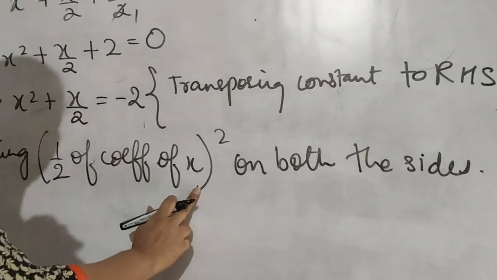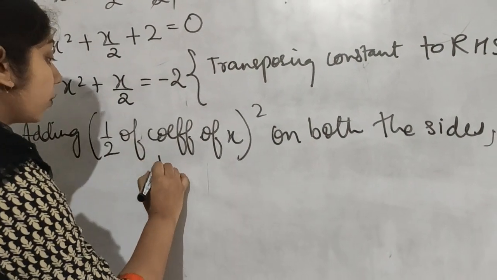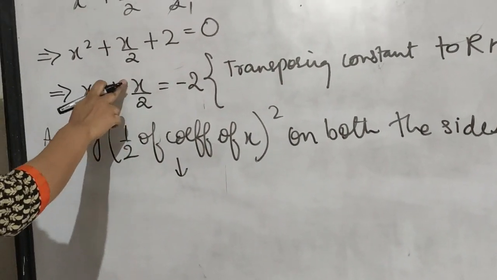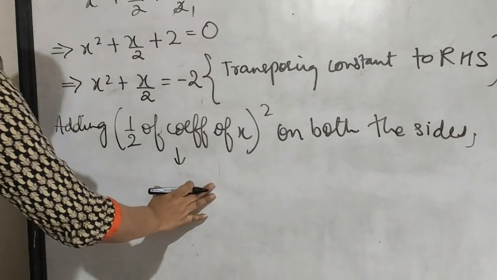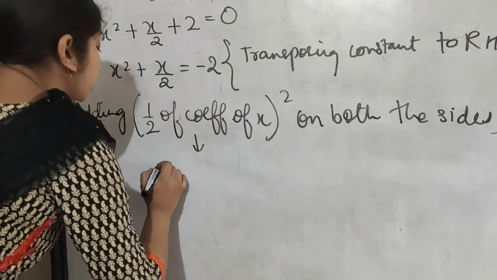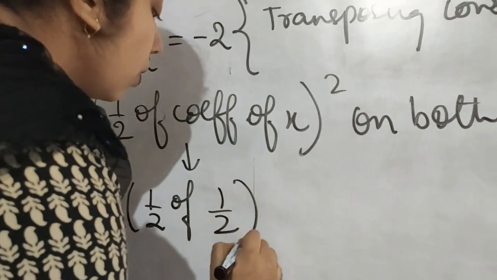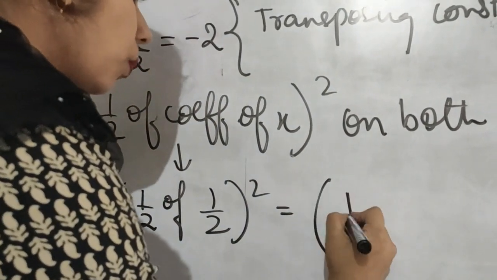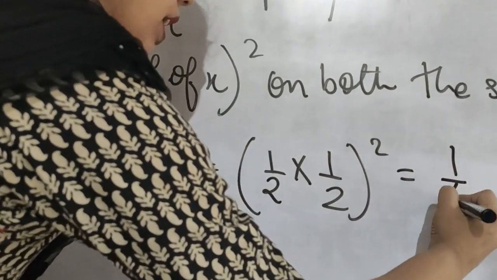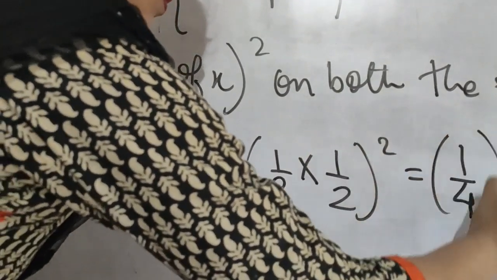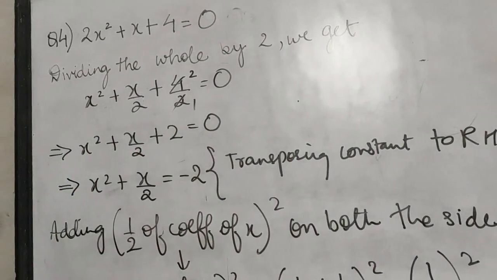Adding half of the coefficient of x whole square on both the sides. Let us do this. Half of the coefficient of x is 1 by 2. So let us take half of the coefficient of x whole square. This will be half of the coefficient of x, 1 by 2, whole square. We will get 1 by 2 multiplied by 1 by 2, and you will get 1 by 4 whole square. Now this 1 by 4 whole square, we are going to add it to the equation.